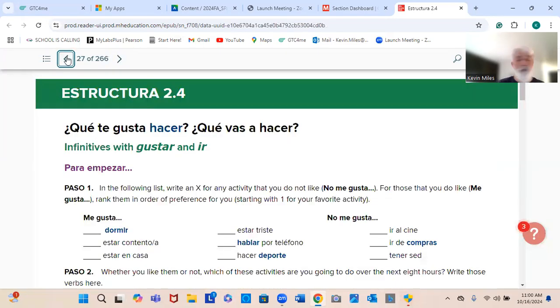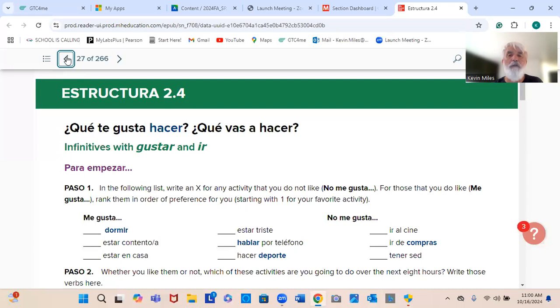Now, I did want to point out some things with your chapter 2 test. Again, remember, you're going to be given situations where you're going to have to use adjectives, and you're going to have to tweak the adjectives in gender and number depending upon the gender of the person or thing you're referring to and the number. All right. You're going to have to use gustar, okay? I like, he likes, or do you like, informal, te gusta. You're going to have to use this.